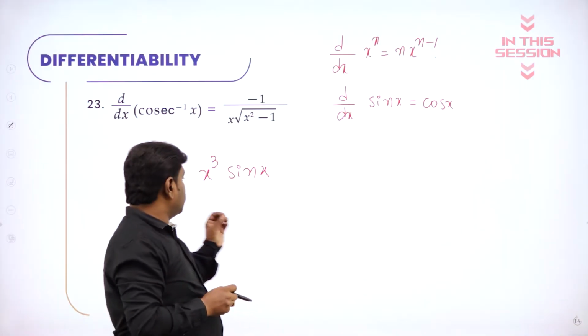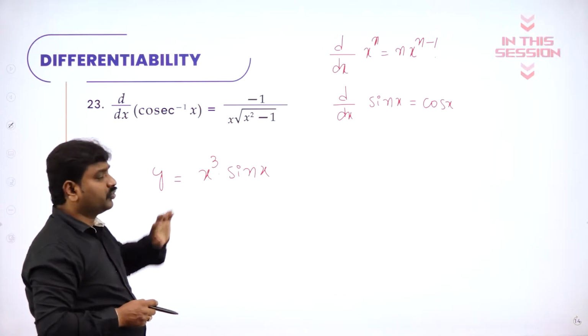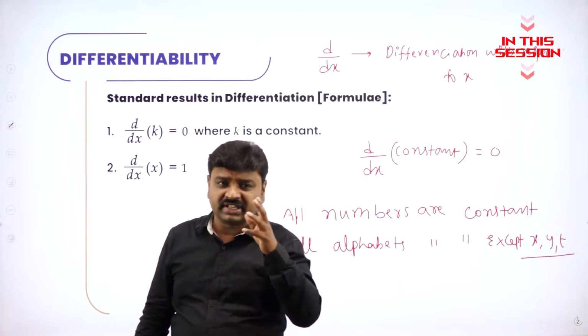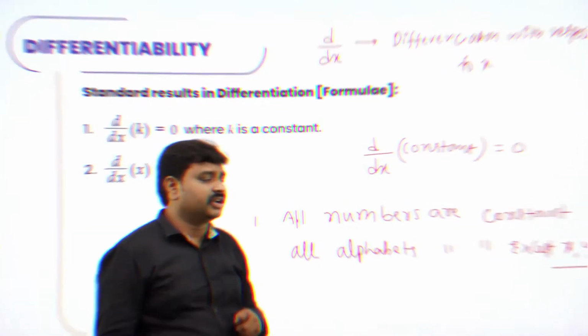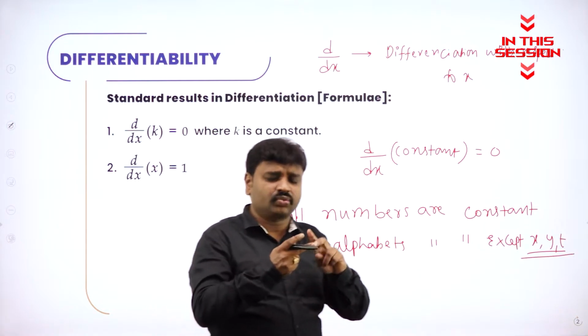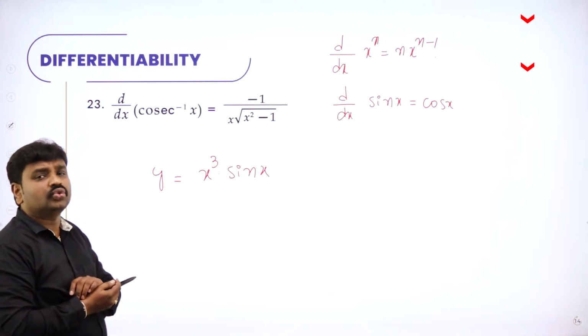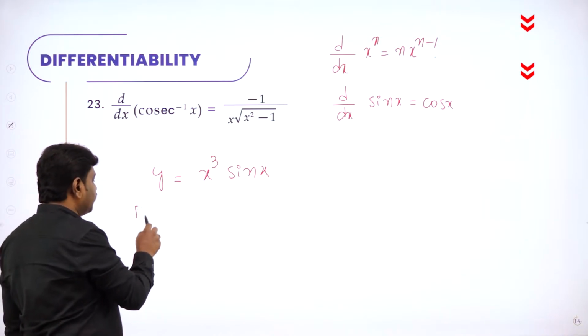Sometimes the problem will not be in standard form, you have to convert it into standard form. So if they give y is equal to x cube sin x, that is a product of two functions. x is the independent variable, y is the dependent variable and t is the time variable. All numbers in mathematics are constants. All alphabets except x, y, t we treat as constants. Whenever a product of two functions is there, use what rule? Product rule. First we'll write differentiate.